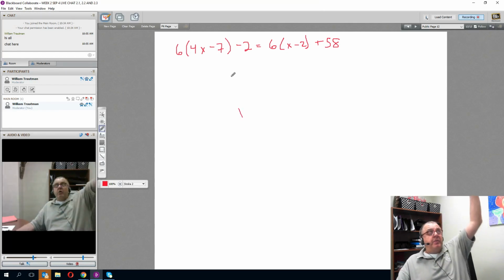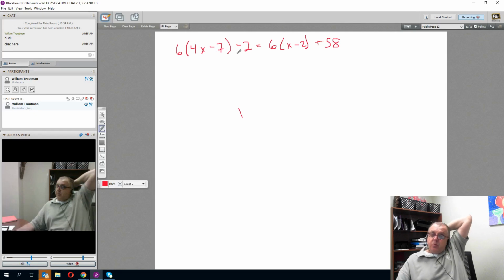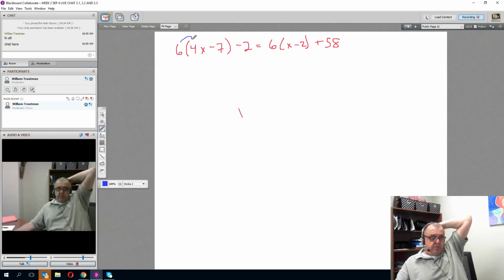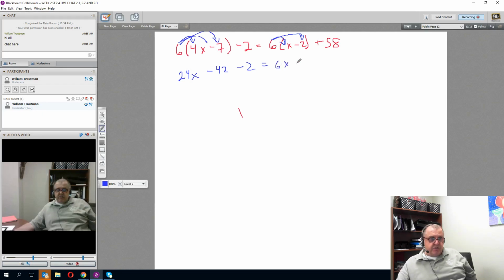Okay, so if we go back through our list of solving, step 1, distribute. Any number in front of a parentheses needs to get multiplied to each term. In other words, I have to multiply 6 times 4 is 24x. 6 times a negative 7 is negative 42. Then I bring down this. Here I'm going to distribute also: 6 times x is 6x, 6 times a negative 2 is a negative 12, and 58. So I distributed first.